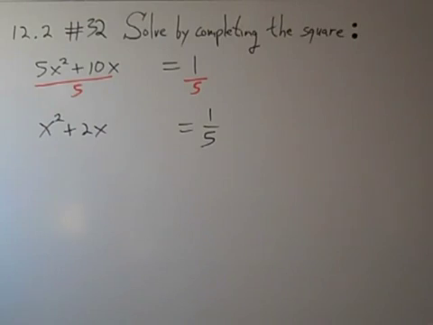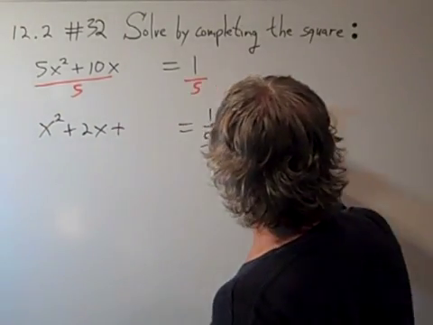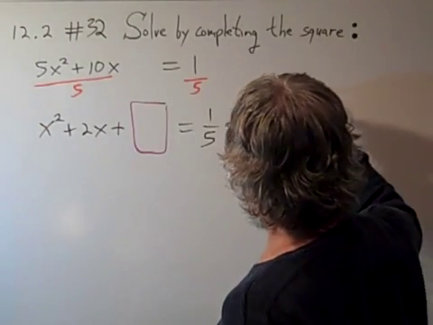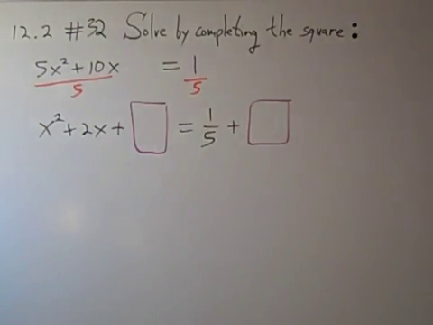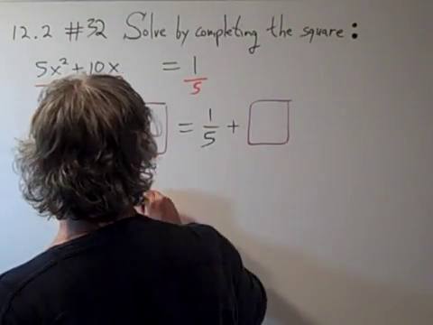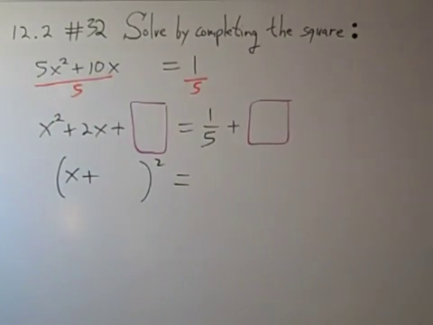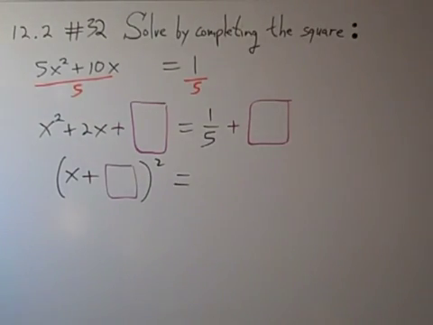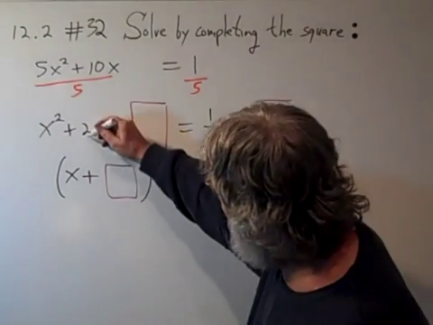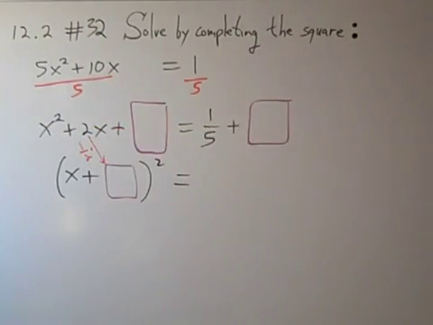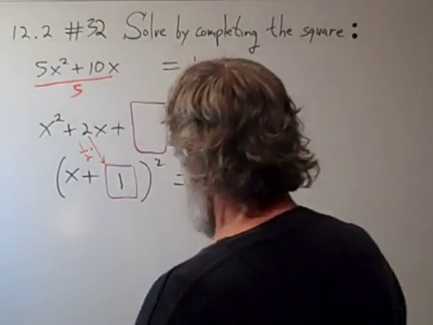And now I need to add a box to each side as part of the completing the square process. So we'll add a box to the left side and to the right side. To fill in the boxes, we need to go to the next line, which is going to be x plus something squared. And we need another box for that something. And then to fill in the boxes, we take half of the coefficient up there, so it's 1/2 of 2. Half of 2 is 1, of course, so that's a 1 that we get here.